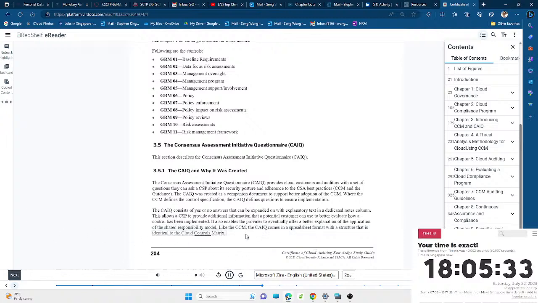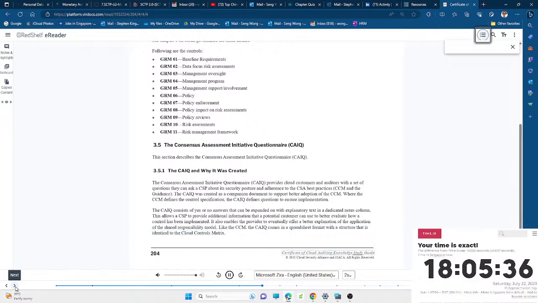the Cloud Controls Matrix. 204 Certificate of Cloud Auditing Knowledge Study Guide, copyright 2021, Cloud Security Alliance and Ccak. All rights reserved.